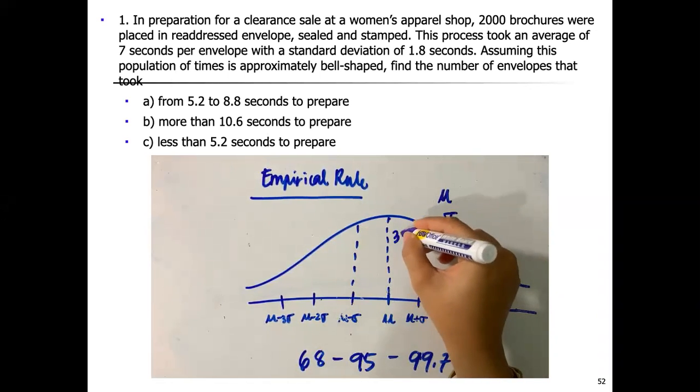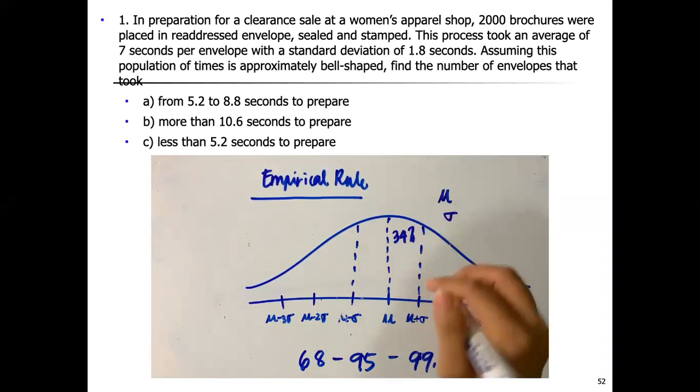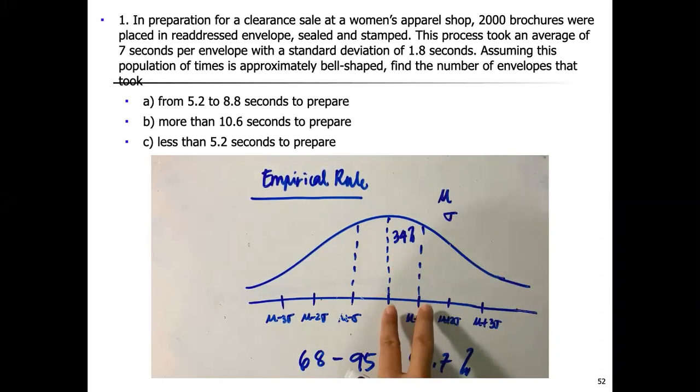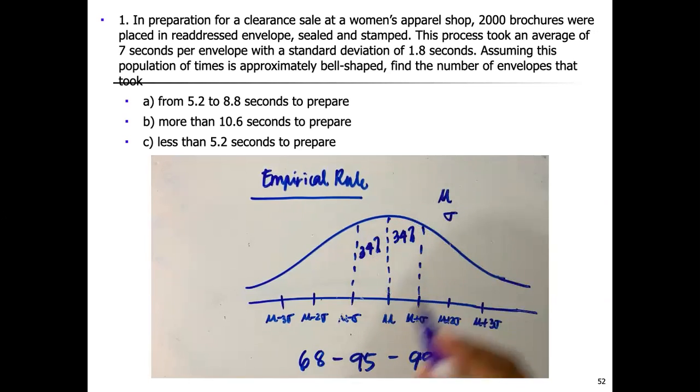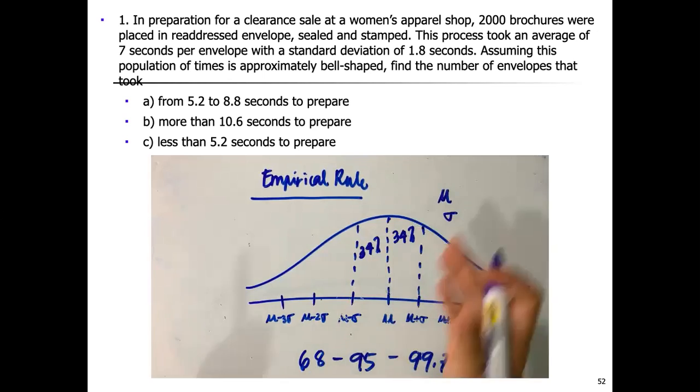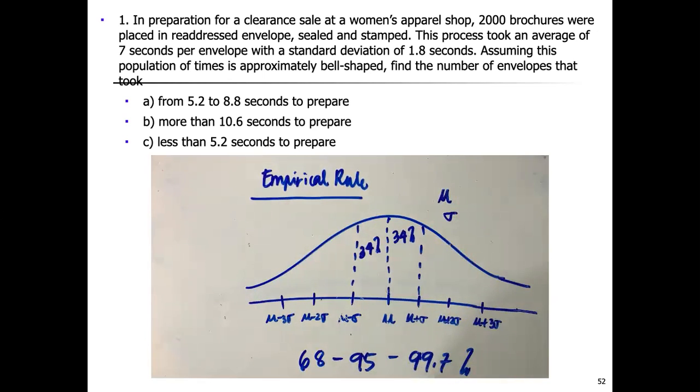So that means we have 34% found in this region, which is one standard deviation above the mean, and one standard deviation below the mean is also 34% of your distribution. So we will have the total there, which is equal to 68%.